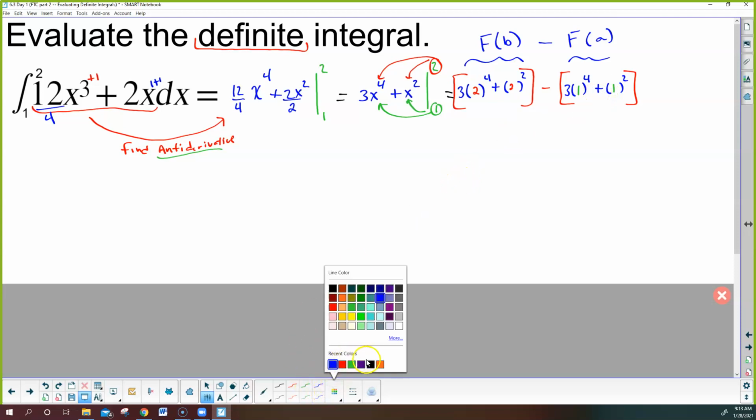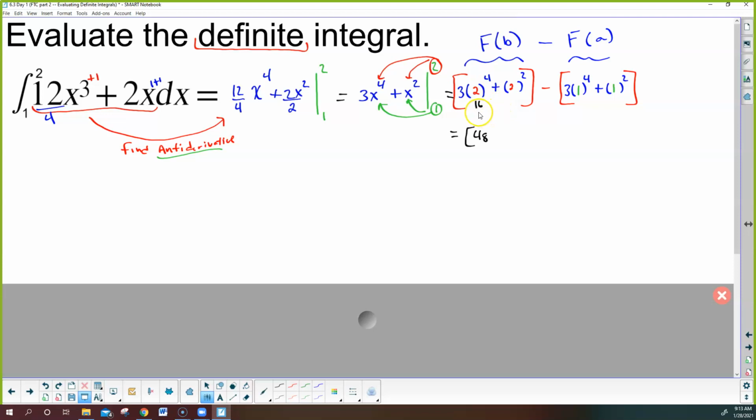Now we have to simplify carefully. Well, 2 to the 4th power is 16. 16 times 3 is 48. And then plus 2 squared is 4. So that's 52. Minus, and this is 1. 1 times 3 plus 1 is 4. My answer is 48.